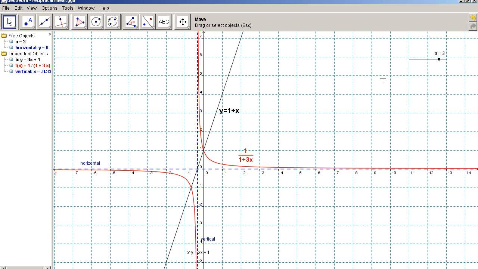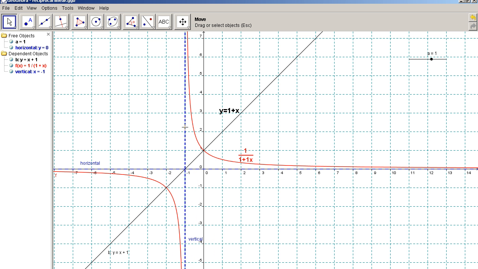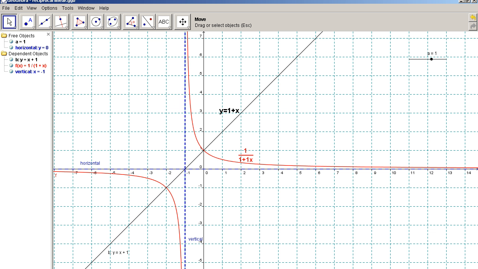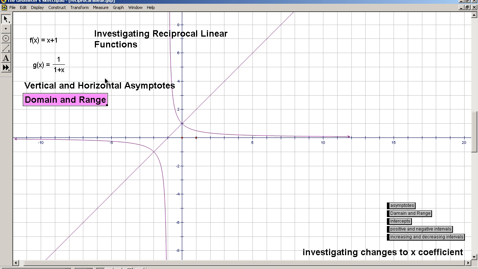a. And so here's my function, and as you can see, this has a vertical asymptote at x equals -1, and it has a horizontal asymptote that's the same as the x-axis, or has the equation y equals 0. Also investigate the effect on domain and range, and so you'll notice in this function that when x is -1, the function doesn't exist, and so x equals -1 is not in the domain.